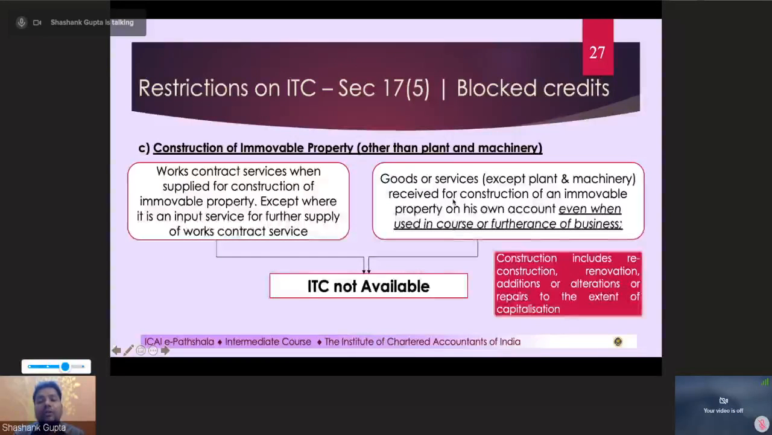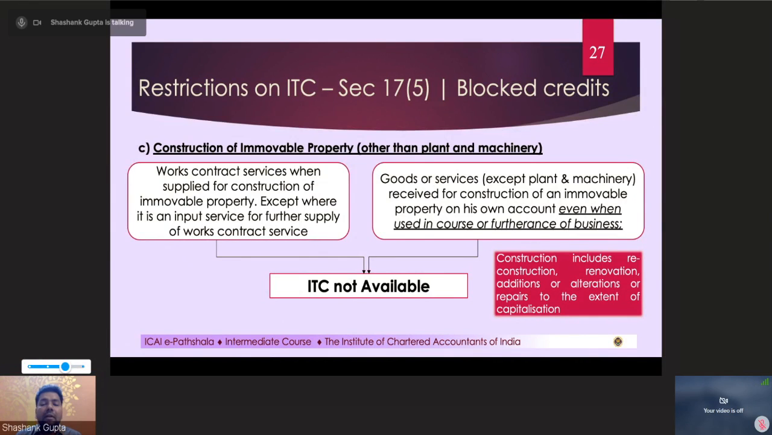Next, goods or services received for construction of immovable property. Now you are a chartered accountant. You start tax planning, you say, works contract, the credit will not be available. Okay. What I will do is, I will buy the cement, steel, tiles, everything separately, and I will procure the construction services separately. Hence, no works contract, separately buying. Now, will the credit be available?